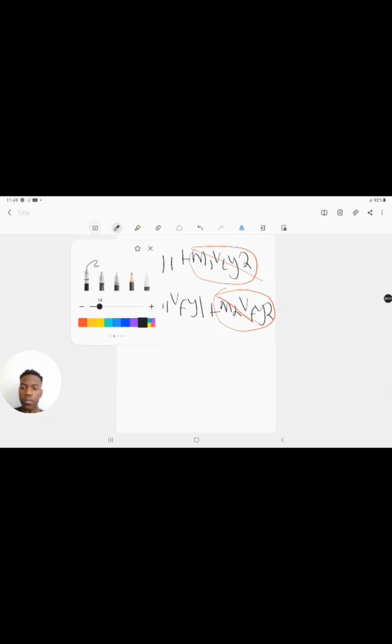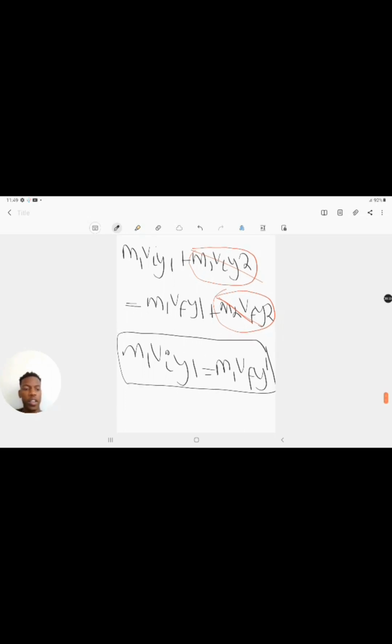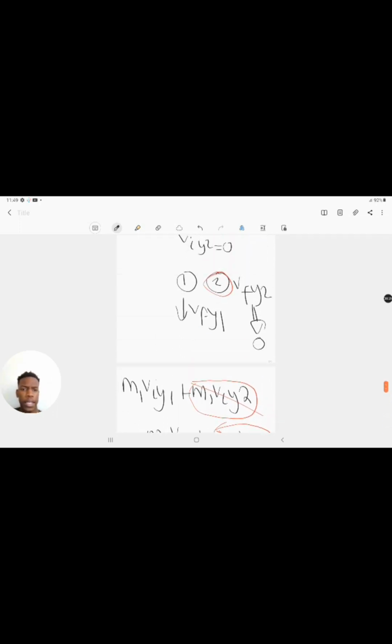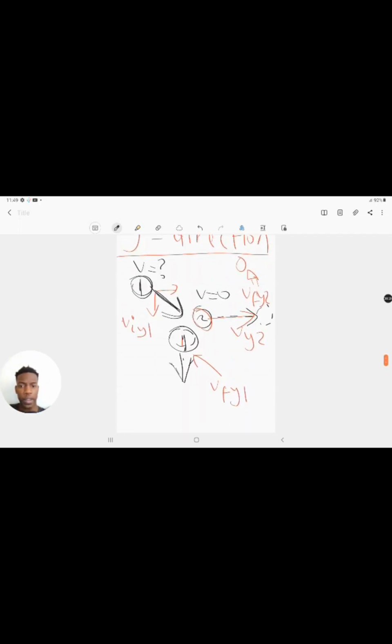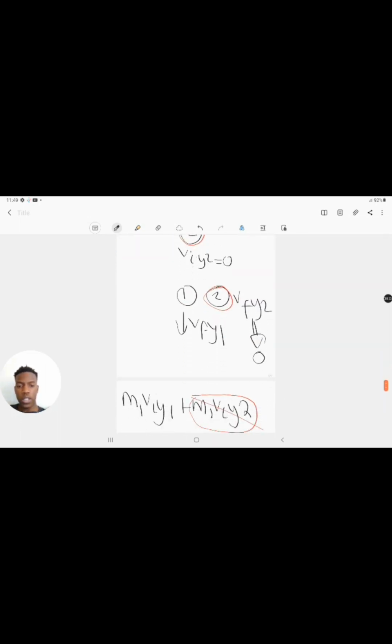Okay, so then what we have here is m1 vi y1 is equal to m1 vf y1. Okay, and then you can actually solve, and you can actually see something very interesting when you solve this. Okay, so that is how you would approach momentum in 2 dimensions. Now, something else, something important that I have to mention.